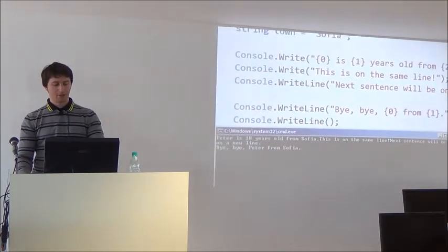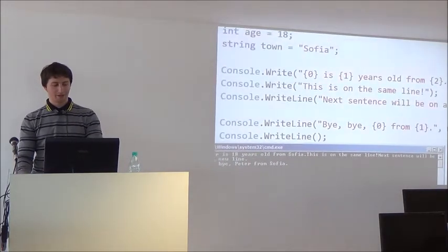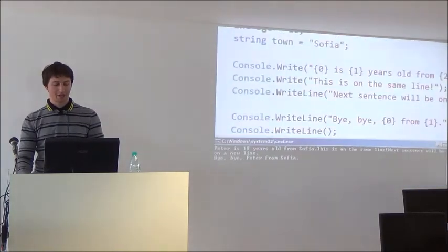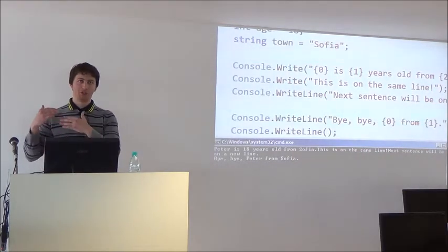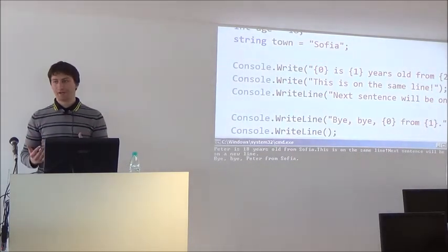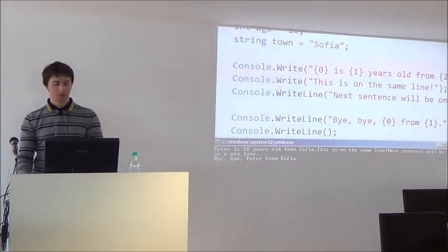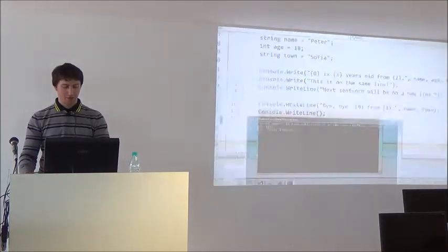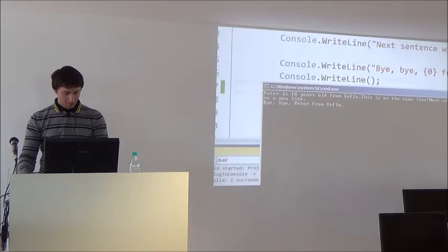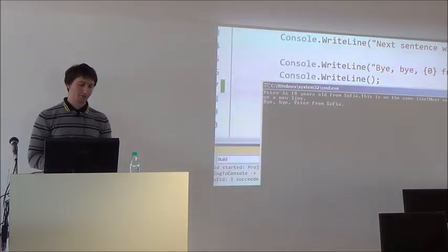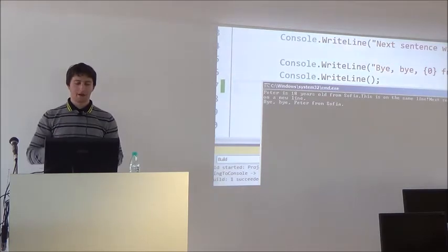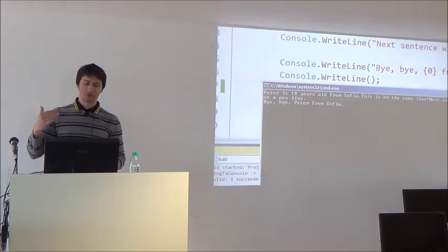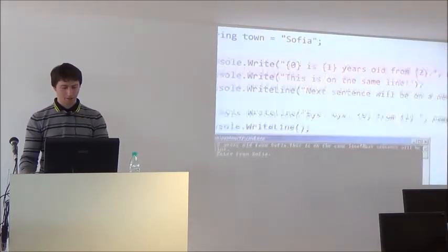And as you see, all the Console.Write calls are on the same line until you have Console.WriteLine. The next sentence will be on a new line. WriteLine itself is on the same line because there is no new line before it. But after it, there will be a new line. So you will get bye bye Peter from Sofia on a new line. And as well, I'm not sure if you can see that, but the cursor is not visible anymore, but after the bye bye Peter line, there is a symbol for new line, and there is a new Console.WriteLine that's empty here.